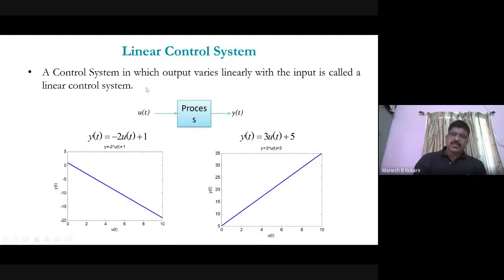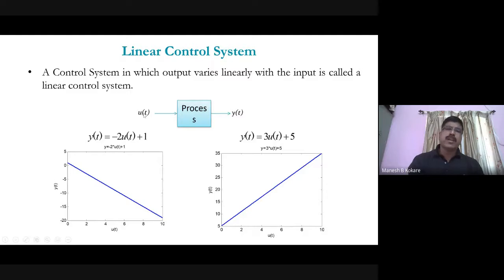Now we'll see the next systems, like what is meant by linear control system and what is meant by non-linear control system. So in the second year you might have studied in network theory the superposition theorem. So you know the superposition principle, which obeys the linearity and so on. Means, for example, if this is the process or system, and if you give the input u(t1), you get the output y(t1), right?